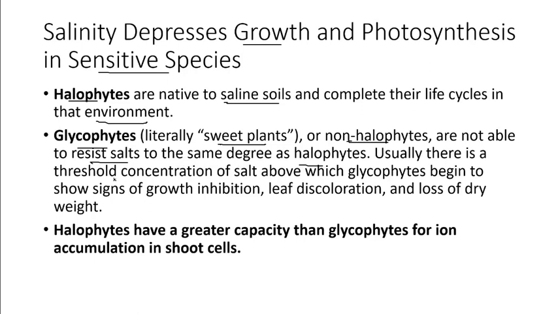There is a threshold concentration of salt which they can tolerate, beyond which they begin to show signs of growth inhibition, leaf discoloration and loss of dry weight. So it can be said that halophytes have a greater capacity than glycophytes for ion accumulation in shoot cells. How they accumulate the ions in the shoot cells, we'll see.